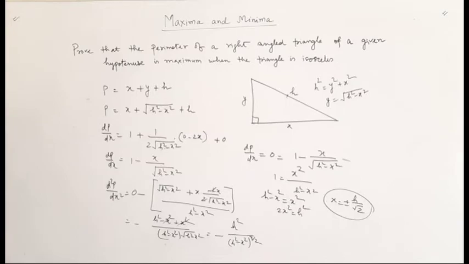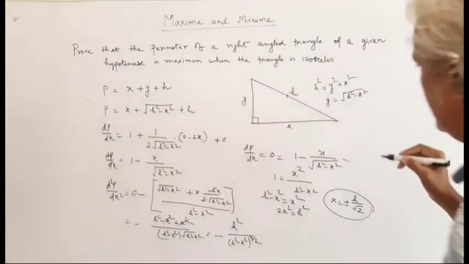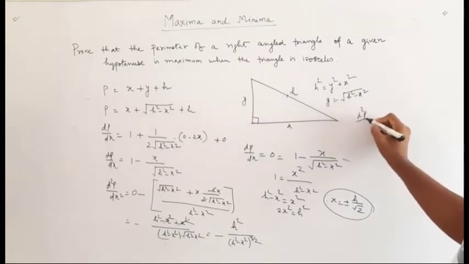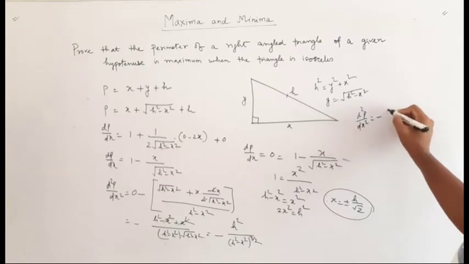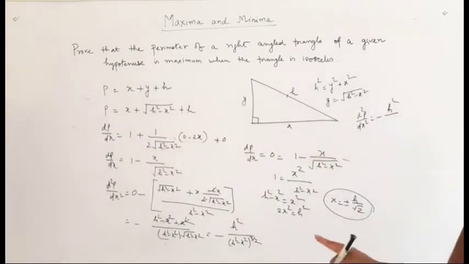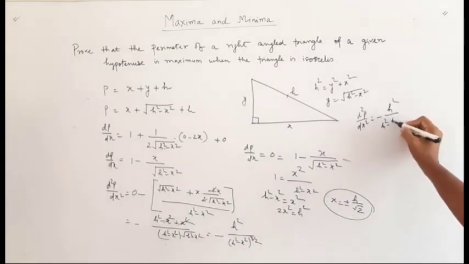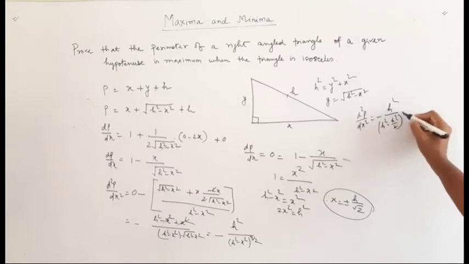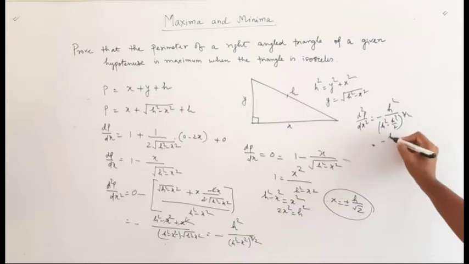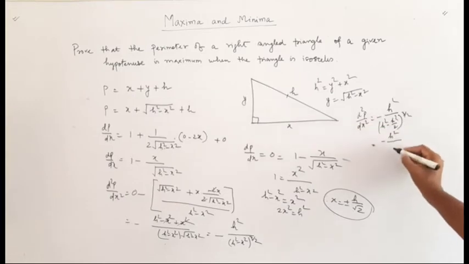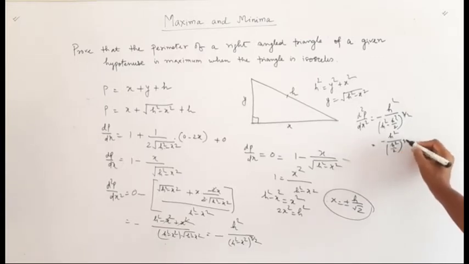I think I need to clear the screen, or I can write here. So I'm getting d square p over dx square as minus h square over, at the place of x I write h by 2. So this becomes h square minus h square by 2 whole to the power 3 by 2. So this is minus h square upon, this is 2h square minus h square, so this is h square upon 2 whole to the power 3 by 2.